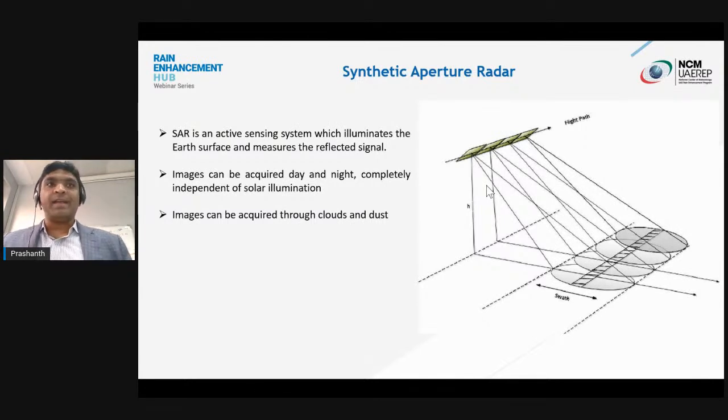Images can be acquired day and night because it uses its own source, so it's completely independent of solar illumination, unlike the optical and near infrared sensors. The good thing about synthetic aperture radar is that microwaves are transparent to the atmosphere, in the sense that they can penetrate through the atmosphere, clouds and dust, for instance. So irrespective of the weather conditions, if it's cloudy or dusty, you can acquire satellite images with SAR.